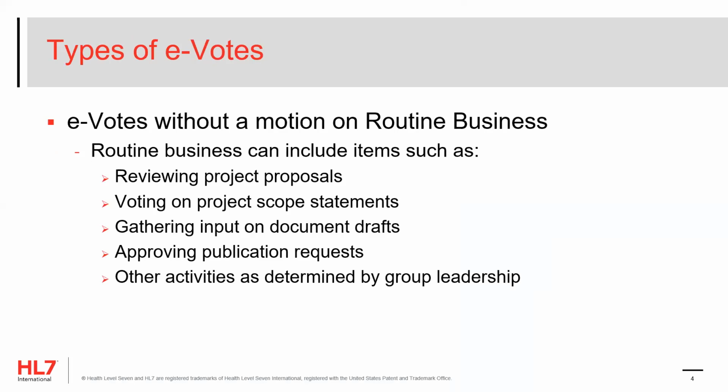The group I use e-votes with most often is the Technical Steering Committee, or TSC. The TSC uses weekly e-votes without motions for routine business items to save time. Routine business for your group could include reviewing project proposals, voting on project scope statements, gathering input on document drafts, approving publication requests, or other activities as determined appropriate by group leadership.